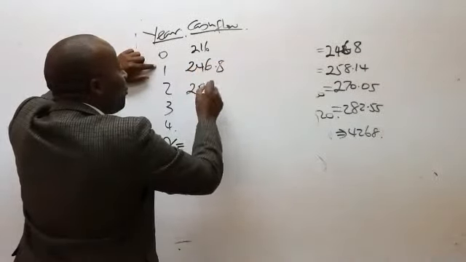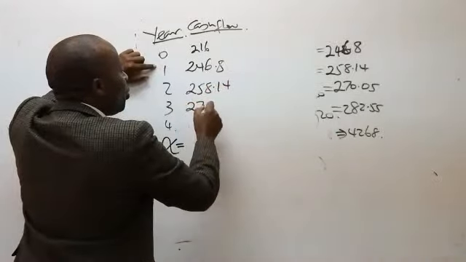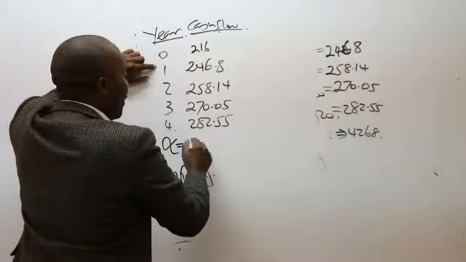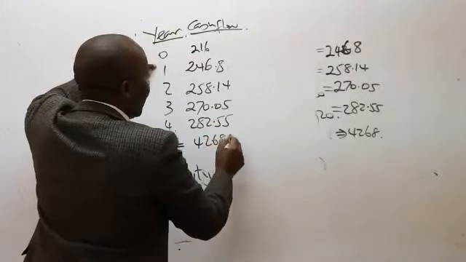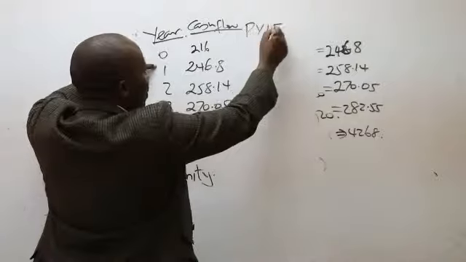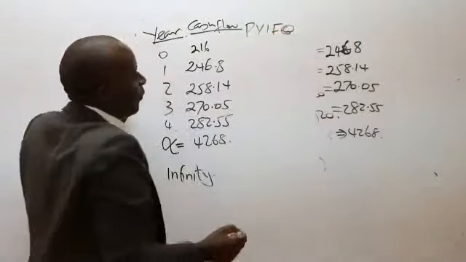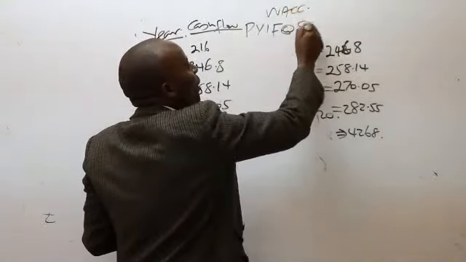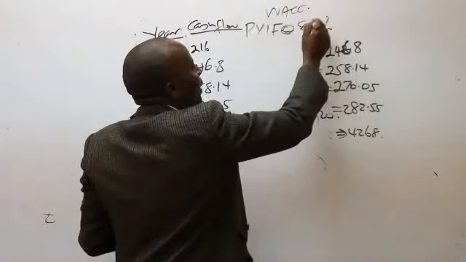246.8, 258.14, 270.05, 282.55, and then we have 4268 like that. And then you come and they give us, ladies and gentlemen, a column for PVIF. And remember, we are discounting these at WACC.